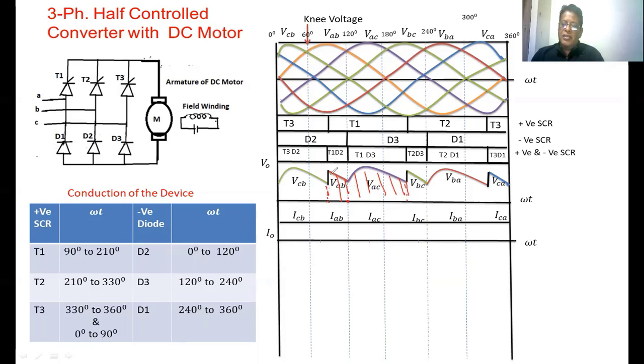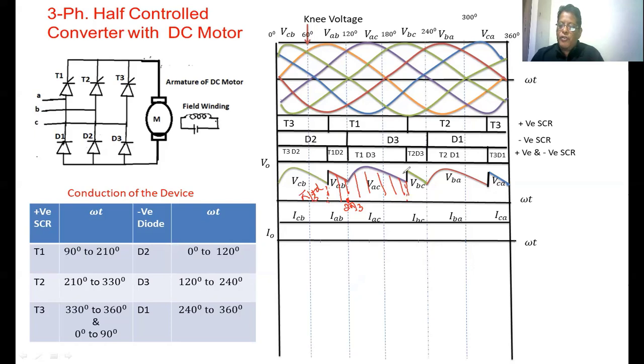So here, this is VCB. This time interval is the on state of T1, so we can write it as pi by 3 plus alpha. This time interval is half of D2. It is fixed, it does not depend upon the firing angle. So how much is it? It is 120 degrees, which is 2 pi by 3.